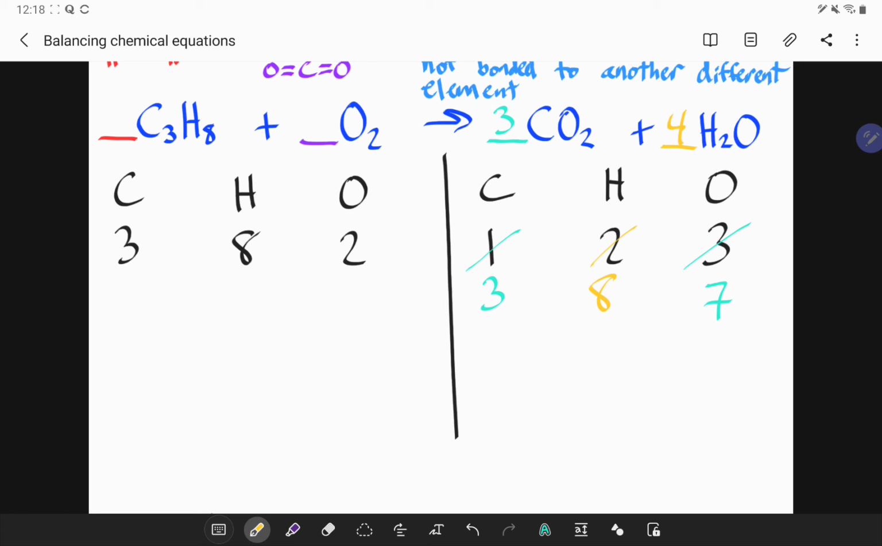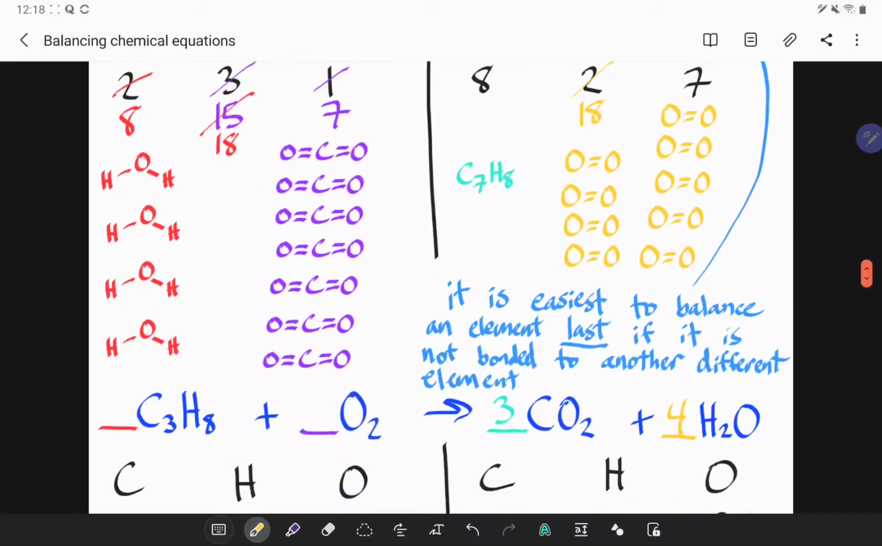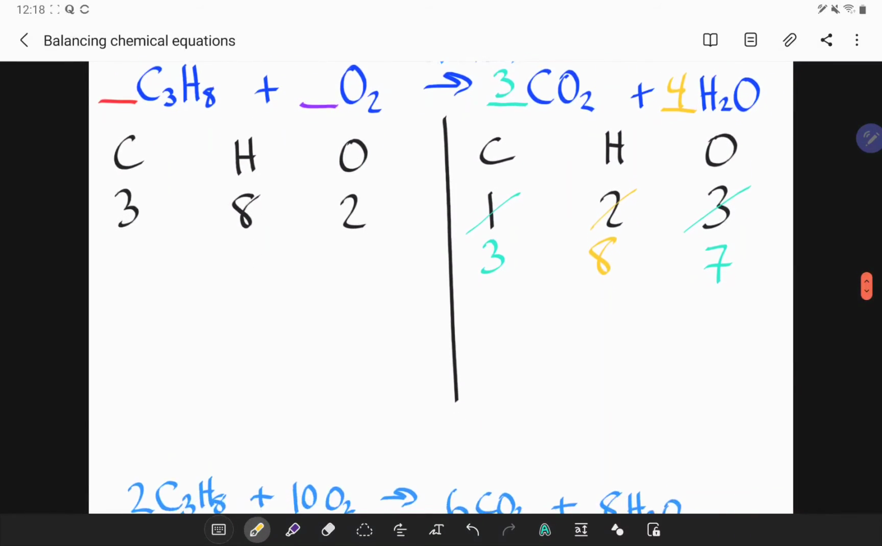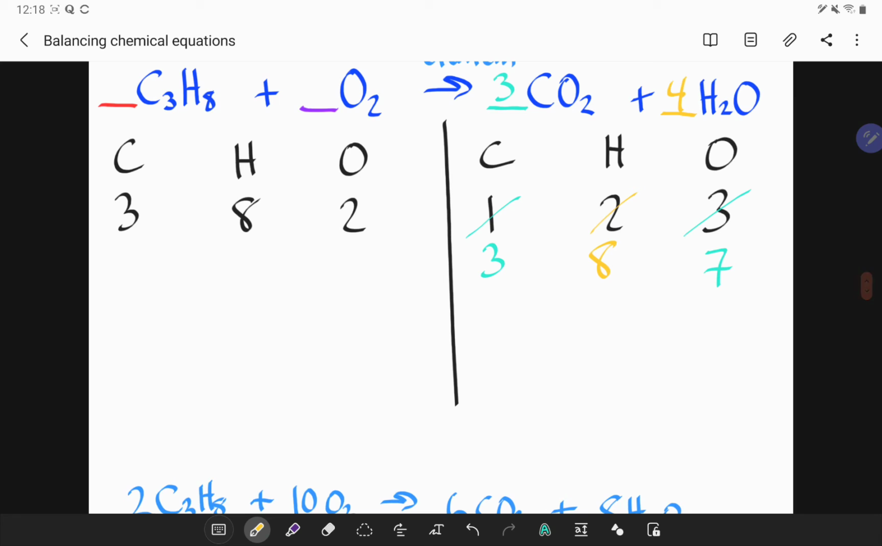I now have 8 hydrogens on this side. But wait, we got to recalculate everything on that side of the equation. So 4 times 2 equals 8 hydrogens, but I also have 3 times 2 is 6 plus 4 times 1 is 4. So I have 10 total oxygens on the right side of the equation. Again, don't think about, well, I previously had 7. It doesn't matter how many you previously had. We're crossing it out and recalculating.